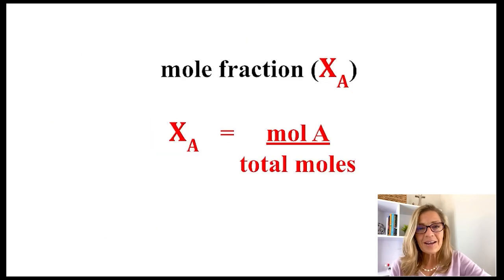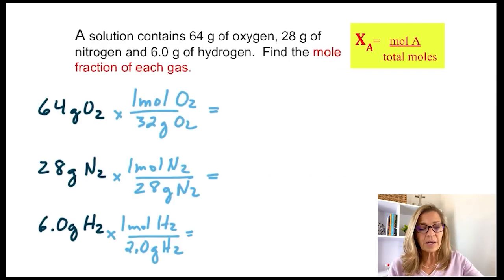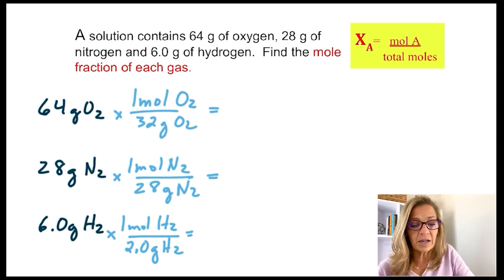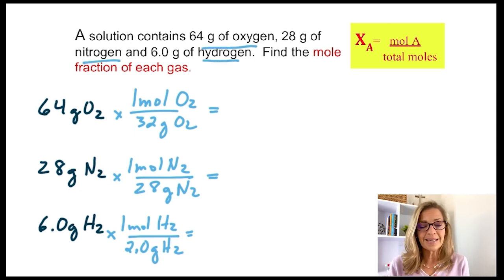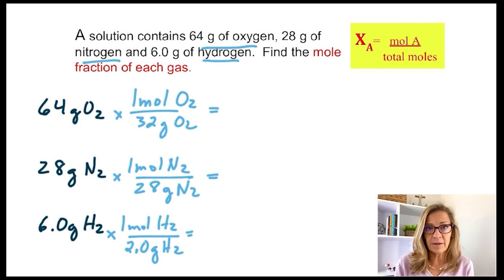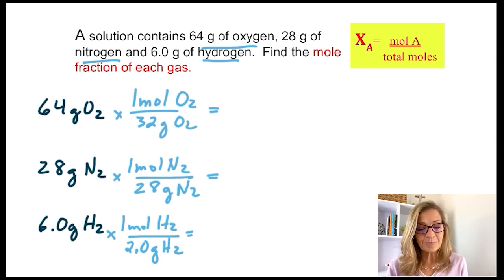Good. All right. Another one is called mole fraction, and this one's crazy. It's actually not a fraction, it's a decimal. I know. It's defined as the moles of a substance divided by the total moles in solution. So let's do an example of that. We've got a bunch of gases together. I've got oxygen and nitrogen and hydrogen all combined. I don't know the moles of any of them. I just know the masses.